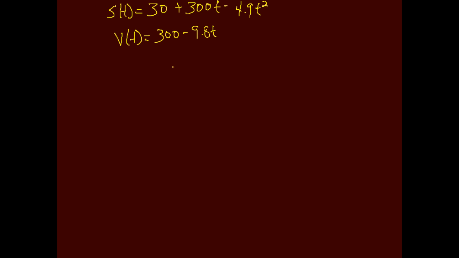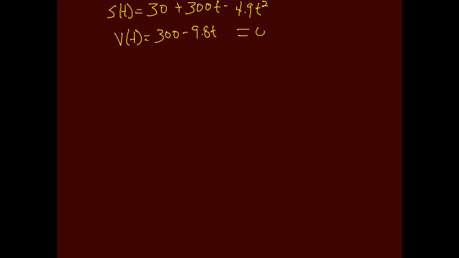So we know our position function, let's write it back down here. We have 30 plus 300t minus 4.9t squared. And we knew our velocity function was 300 minus 9.8t. Okay, so we want to know, when is this reaching its highest point?